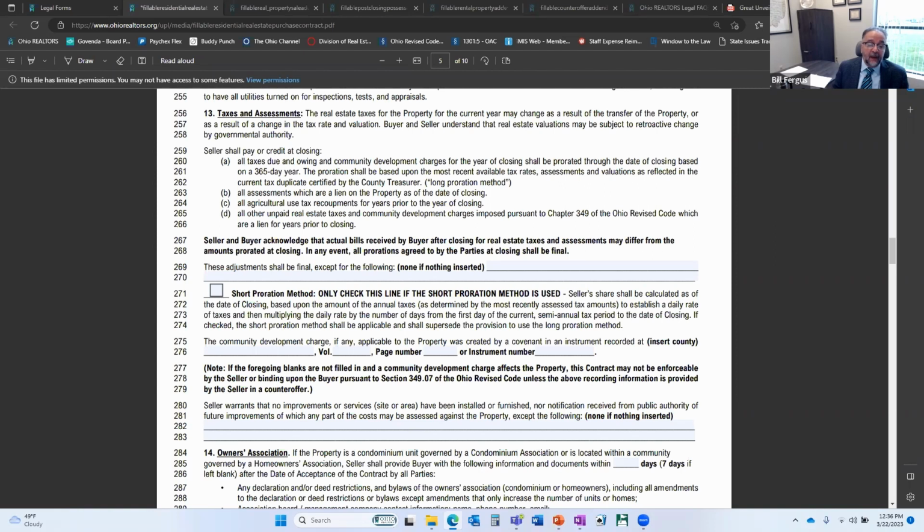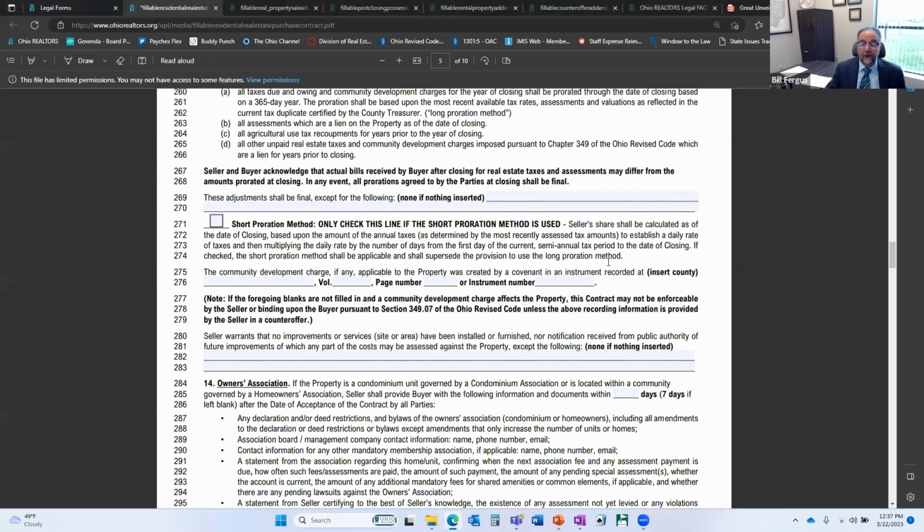In Montgomery and Lucas counties, that's Dayton and Toledo and some surrounding areas, they use what's known as a short proration method. In the short proration method, without getting into the gory mechanics, the bottom line is that you're prorating off the last tax bill rather than for the entire period. And the real bottom line is that it's advantageous to the seller and disadvantageous to the buyer, relatively speaking.